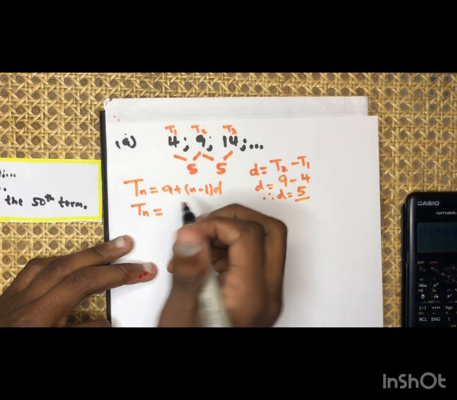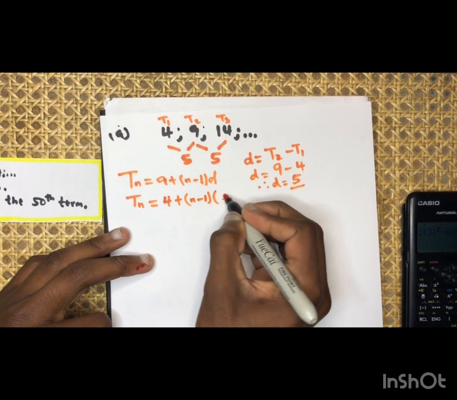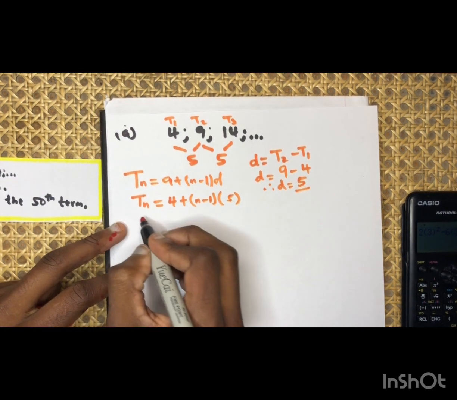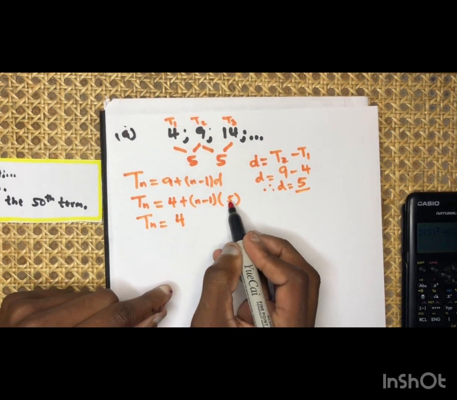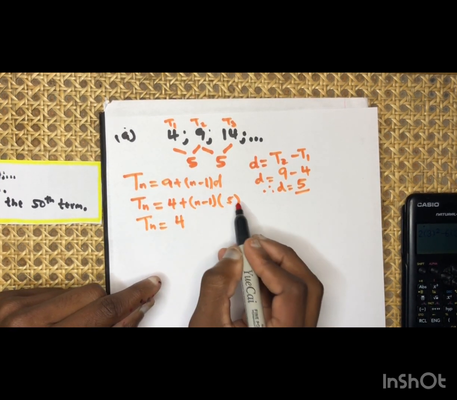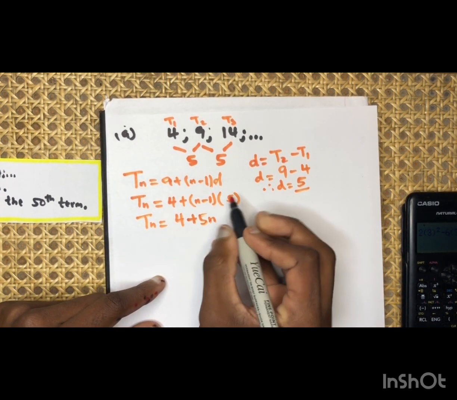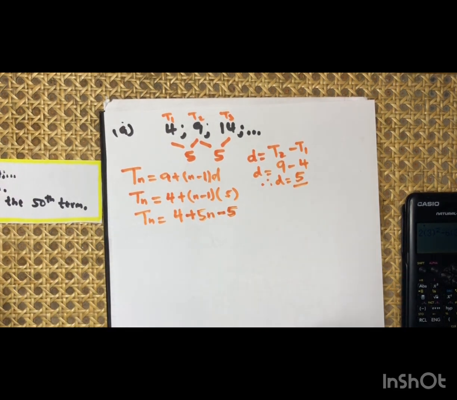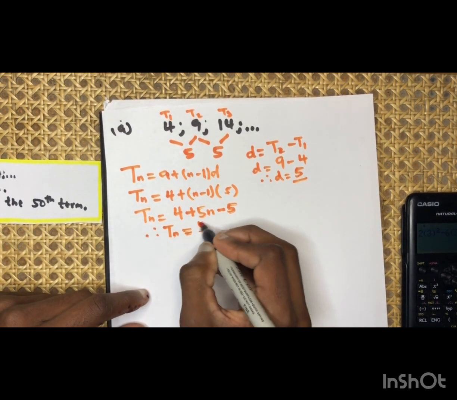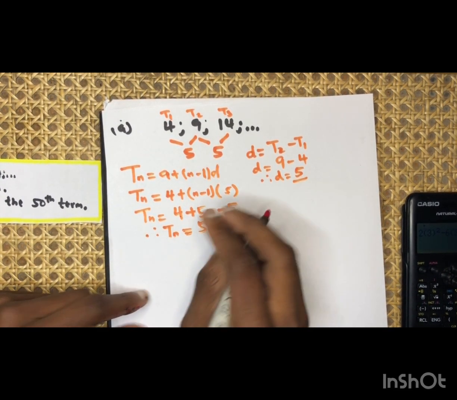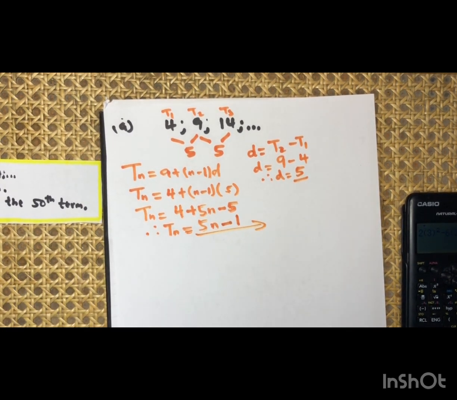So here your A is what? It's 4 plus n minus 1. Your D is 5. So then we drop Tn. So we have 4 here. Then we open the brackets. Remember, you can push this 5 forward. So I'm going to say 5 times n, we get 5n. 5 times negative 1, that's negative 5. Then it's a matter of simplifying. 5n. So 4 minus 5, we get negative 1. So that's your nth term.